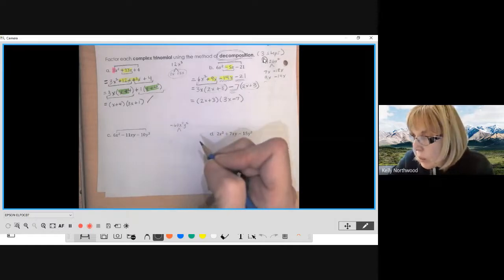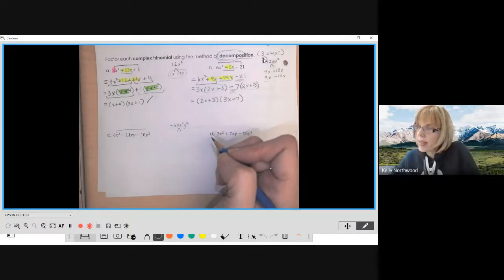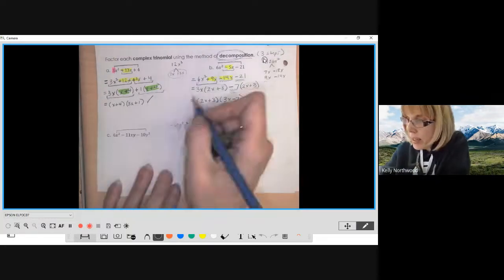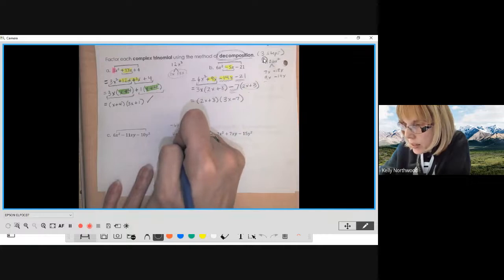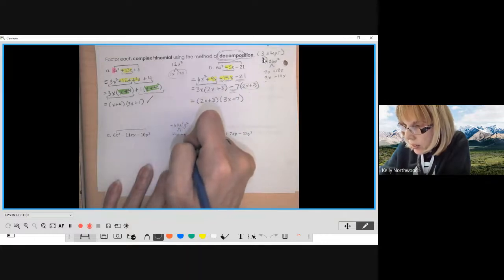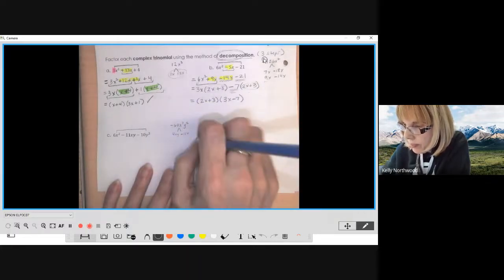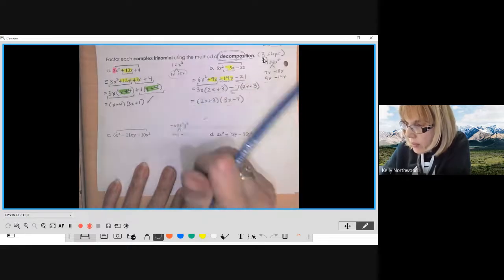So I know it's not going to be 1 and 60, 2 and 30, 3 and 20, no, 4 and 15 sounds good. So the bigger one has to be negative. So 4xy and negative 11xy, or sorry, negative 15xy.